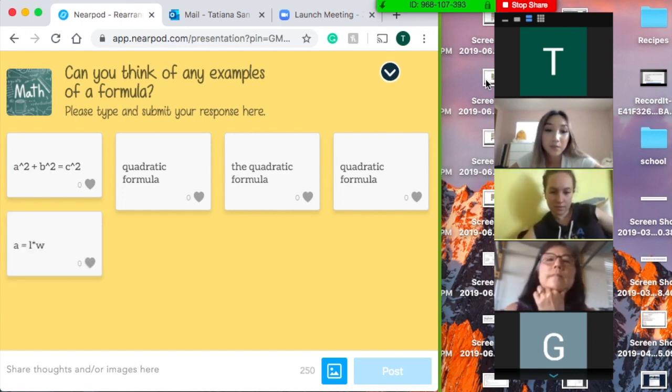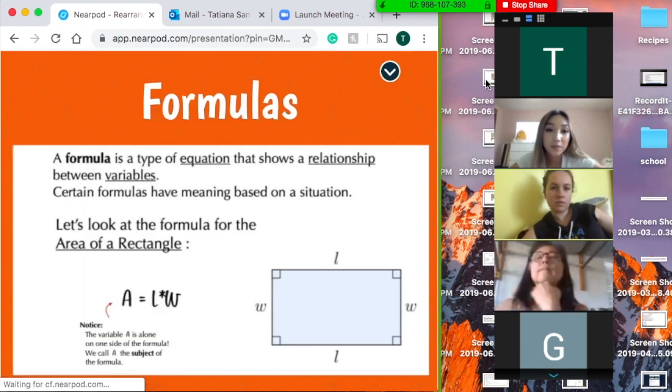Okay, I'm seeing all your inputs. So we have the Pythagorean formula, a squared plus b squared equals c squared. We have an area formula. Courtney, did your screen change?